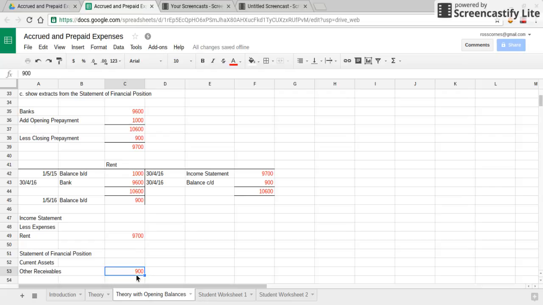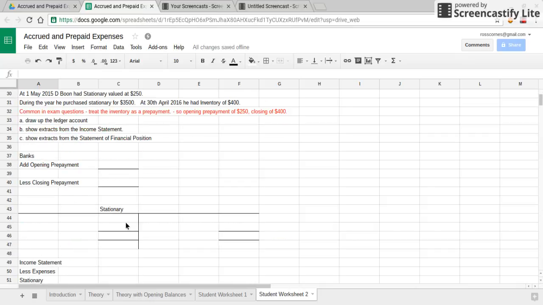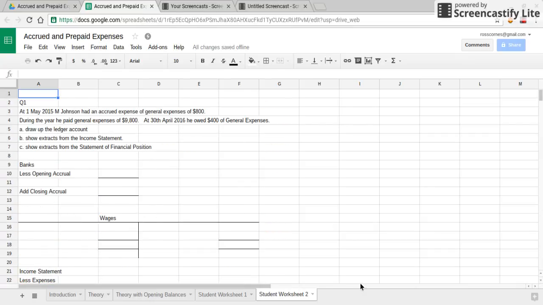The 900 appears as an asset, 9,700 is an expense, and you've got two questions to do, very similar to what we've just done, so good luck with that. Any questions, see me, and don't forget to email them to me.